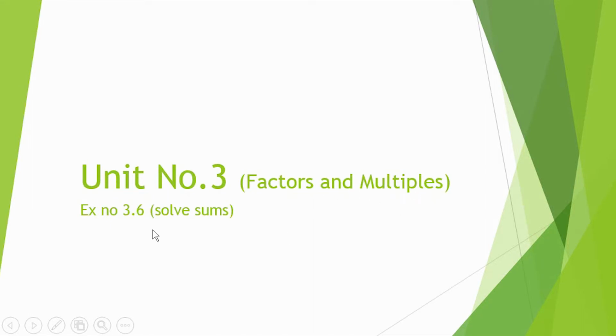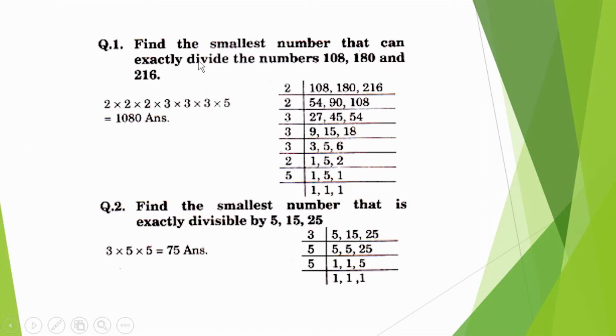Today our topic is unit number 3, factors and multiples, exercise number 3.6. Find the smallest number that can exactly divide the numbers 108, 180 and 216. Here we find the LCM with the long division method. We divide the three values by 2.